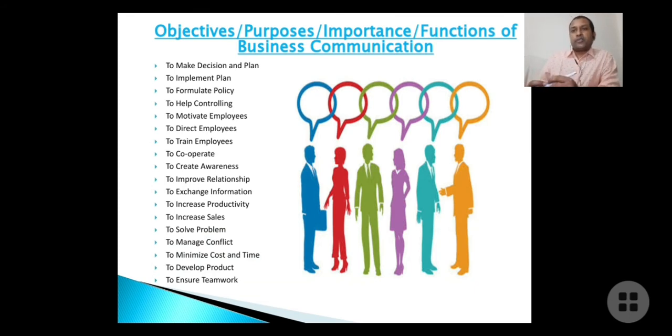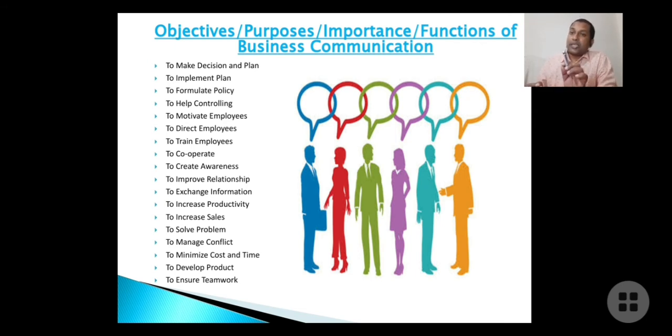Objectives, purpose, and importance, functions, all these are the same actually. You can read in depth. So business communication: to make decision and plan, to implement plan, to formulate policy, to help controlling, to motivate employees.